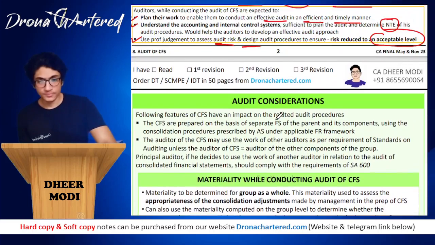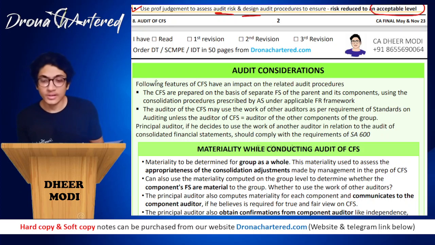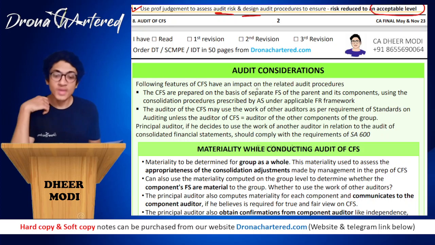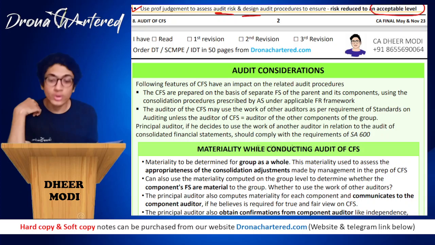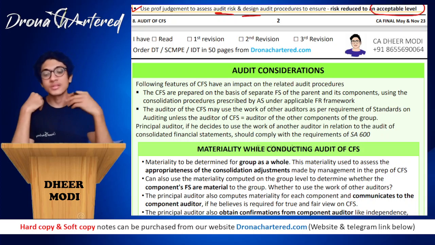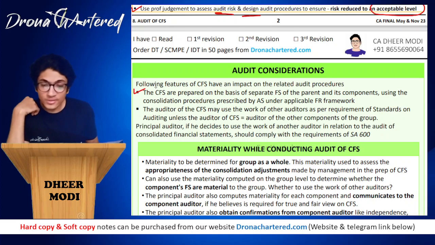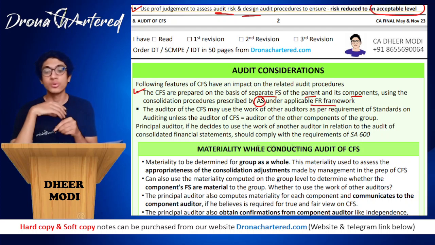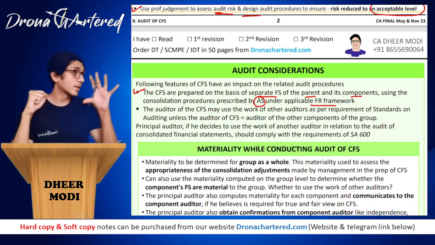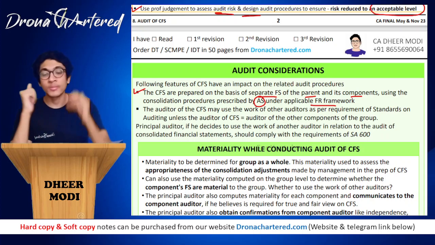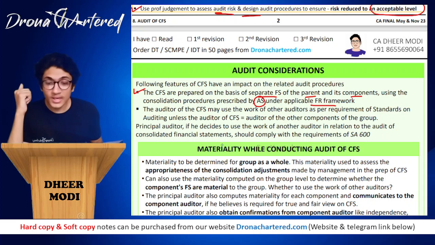Perfect. So next is your audit considerations. The following features of CFS have an impact on the related audit procedure. If your CFS has some features, it will of course impact what audit procedures you do. First of all, the CFS are prepared on the basis of separate financial statements of the parent and component using the consolidation procedures prescribed by AS under the applicable financial reporting framework. That is, SFS of parent has been taken, SFS of your component has been taken, and both of them have been combined as per your AS.